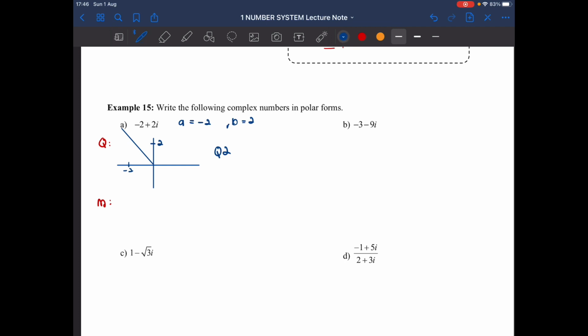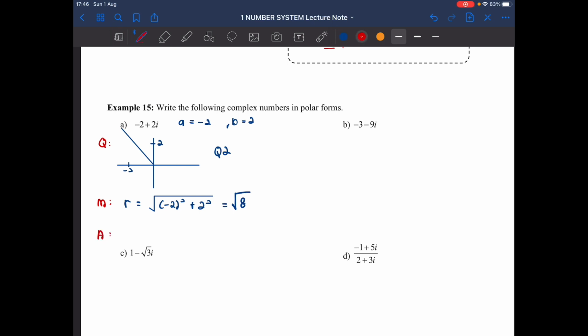Modulus, what letter do we use for modulus? R. Okay. R is equal to the square root of A squared plus B squared. Just press your calculator, you will get square root 8. So the next step is to find A.